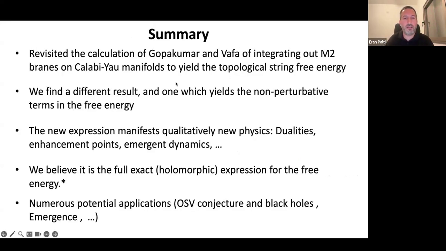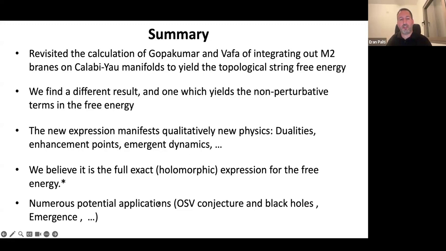Okay, so to summarize, we revisited the calculation of Gopakumar-Vafa of integrating out M2 branes on Calabi-Yau manifolds to yield a topological string free energy. We find a different result, and one which yields the non-perturbative terms in the free energy. The new expression manifests qualitatively new physics, such as dualities, enhancement points, and emergent dynamics. And we believe that it's the full exact holomorphic expression for the free energy. I'll talk about what that means in a second.